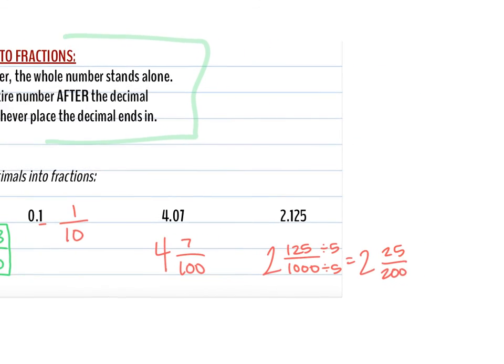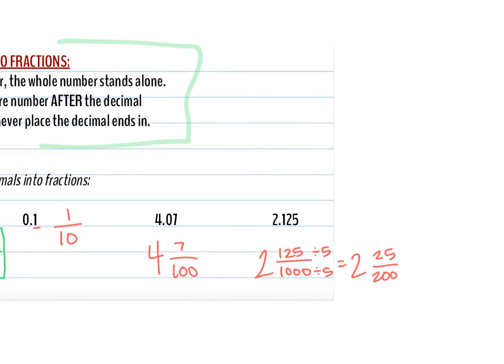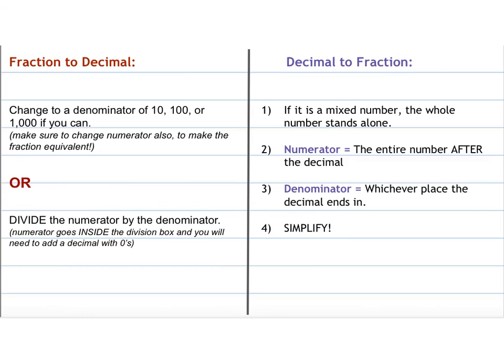Those could each be divided by 25. You could do divide by 5, but I know they can both be divisible by 25, so just skip a little bit. So 25 divided by 25 is 1. 200 divided by 25 is 8. So 2 and 1/8. So that's converting from a decimal to a fraction.